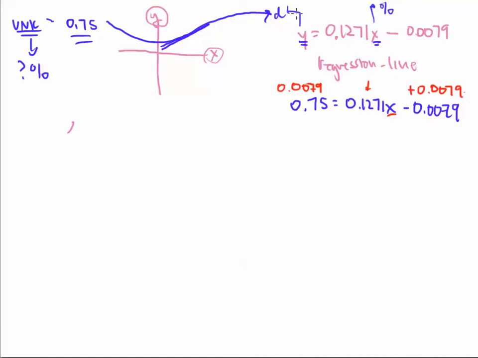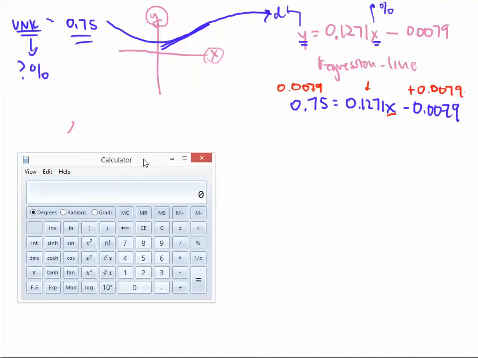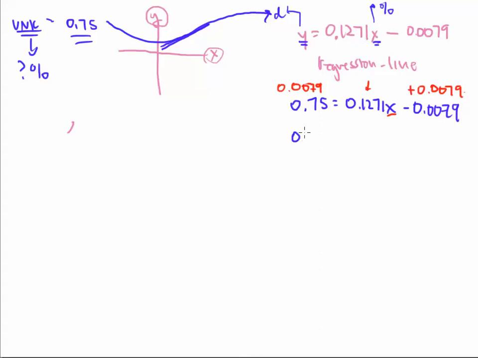So I can bring up a calculator here if I need it. And I can take 0.75 and then I will add 0.0079 to that. And I can hit enter. And on my calculator, I will end up getting 0.7579 as an answer. Okay, so 0.7579. That's now equal to 0.1271x, right? The whole purpose of doing this addition up here is to cancel these things out.